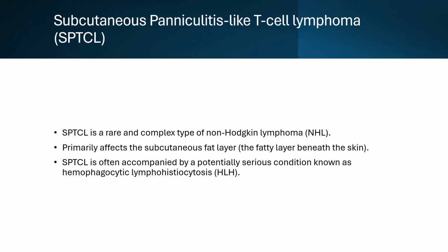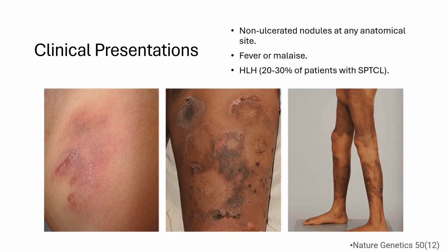And this entity is often accompanied by a potentially serious condition known as hemophagocytic lymphohistiocytosis (HLH), where the immune system overreacts and damages the healthy cells. Clinical presentation of SPTCL includes non-ulcerated nodules at any anatomic site. Patients can experience severe malaise. 20 to 30% of the patients with SPTCL experience HLH.